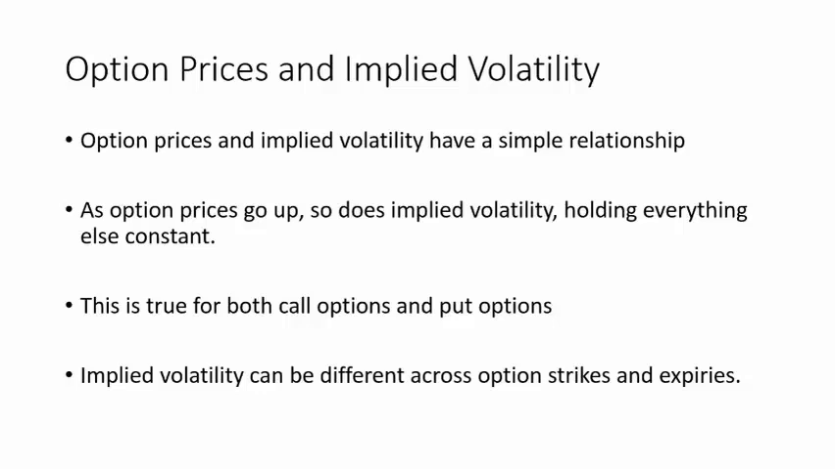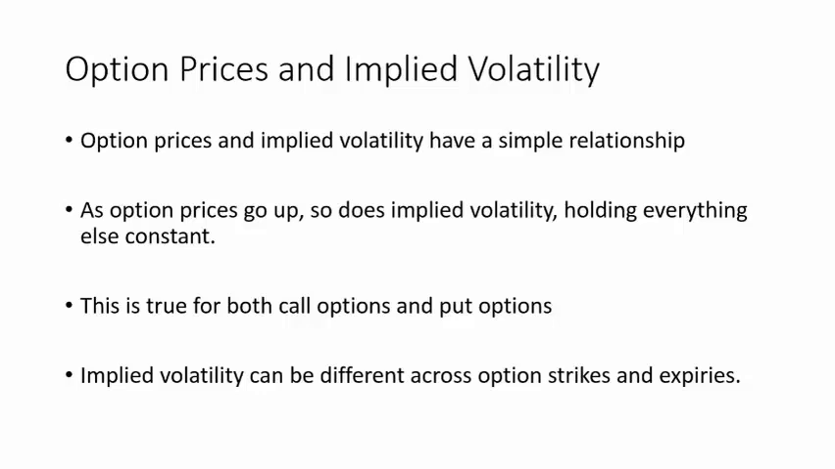And it's actually this feature that allows us to solve for implied volatility as a function of option prices, because we know that they have this increasing relationship to one another. Right? As one goes up, so does the other. And of course, vice versa will be true as well. As option prices go down, implied volatility is also going to go down.